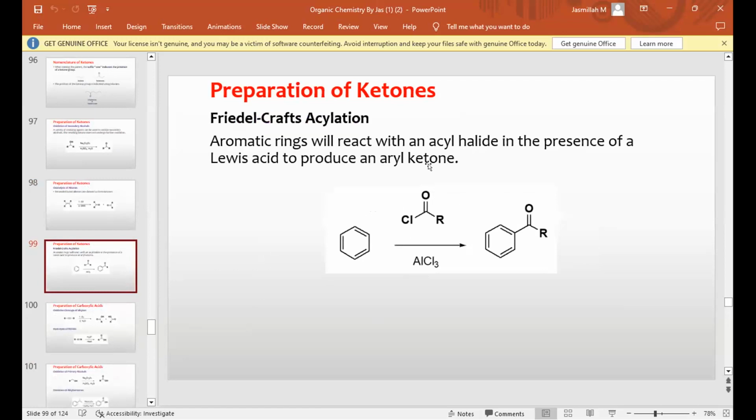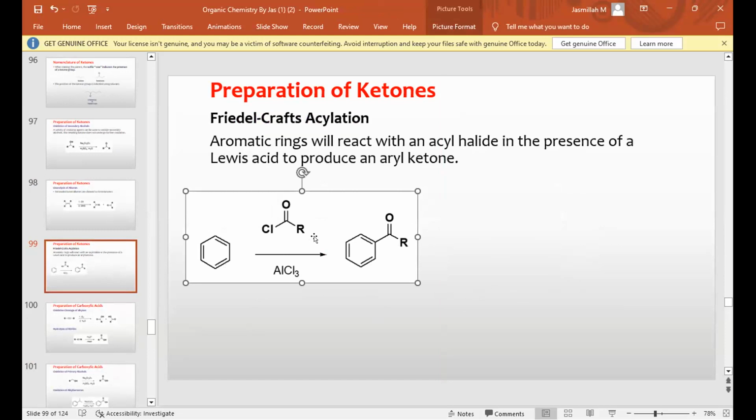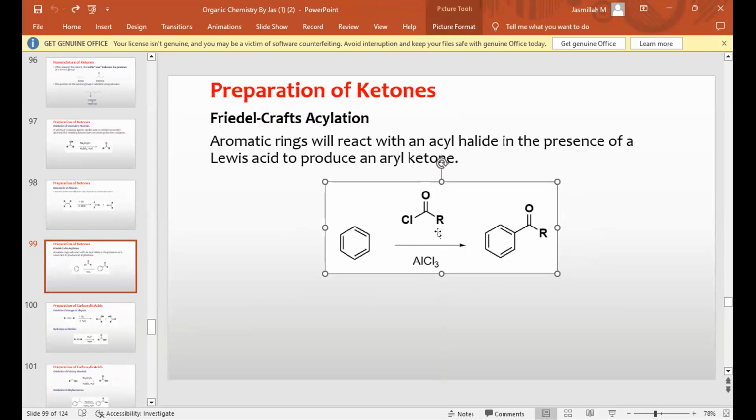Then also another method is through Friedel-Crafts acylation. So we start with benzene, then acylation using an acyl halide will give us a ketone. I'll explain this to you later. So benzene, in the presence of this acyl halide and aluminum chloride, will give us a ketone.